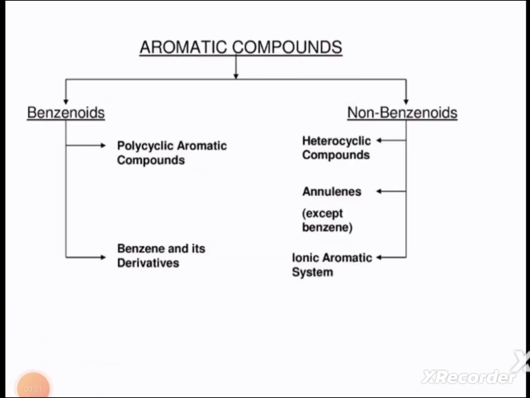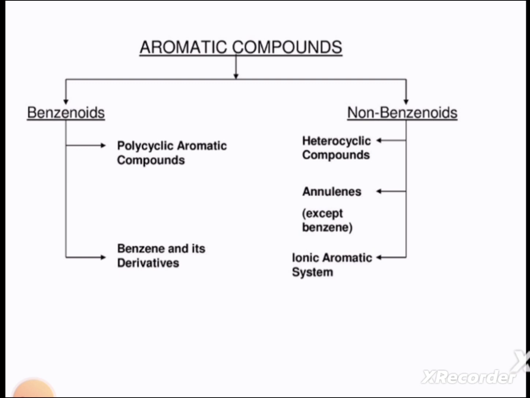Aromatic compounds can generally be classified into two types on the basis of the appearance of benzene. If the aromatic compounds look like benzene, these are benzenoids. If not, they are non-benzenoids. Benzenoid aromatic compounds include benzene and polycyclic aromatic compounds like naphthalene, anthracene, phenanthrene, and benzene derivatives such as toluene, phenol, etc. Non-benzenoid aromatic compounds come under heterocyclic compounds, annulenes, and ionic aromatic systems.